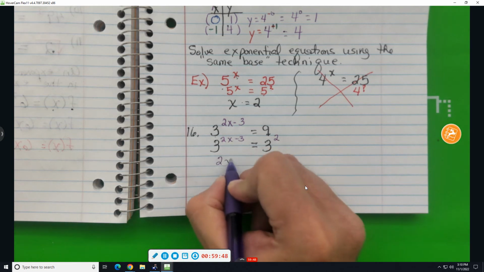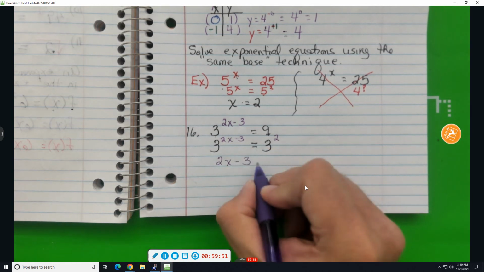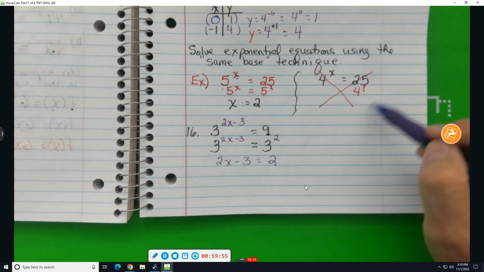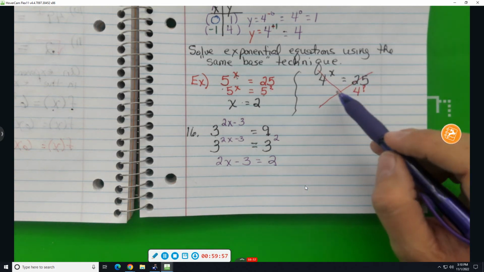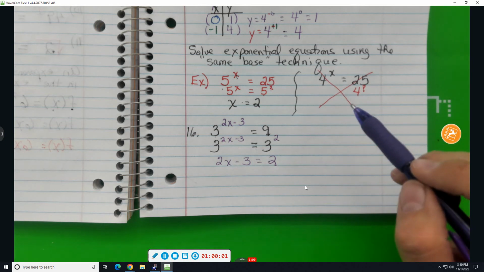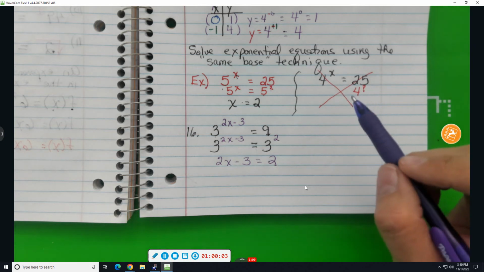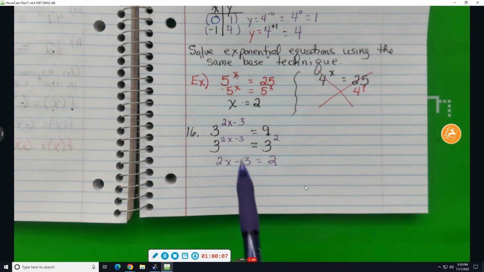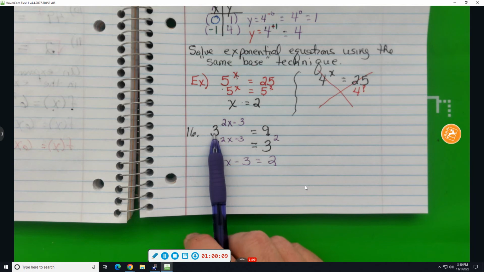If you're sitting there wondering, well, wait a minute, what if it were like this? What if there were no way we could get a common base? Then we'll use logarithms, and that's what we're working up towards in a few weeks. Okay? Y'all follow my logic here.